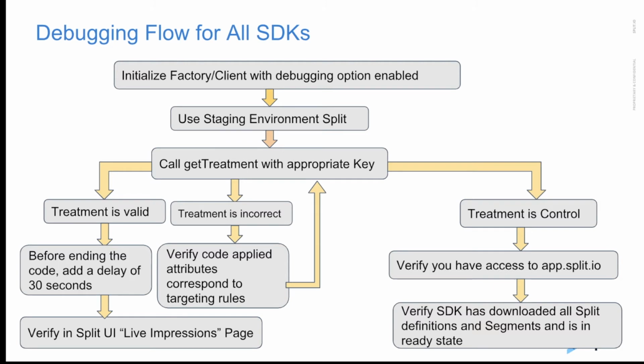Another case where the control treatment is returned is if the SDK is not ready to calculate the treatment, meaning it needs to download all the split definitions and the relevant segments to the client side, and then it will be ready to calculate the treatment, in what we call a ready state. So we have to make sure that the SDK is in ready state before we call getTreatment. Once we fix that, then we can do the getTreatment call again.